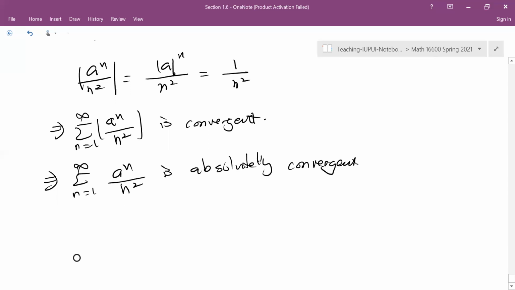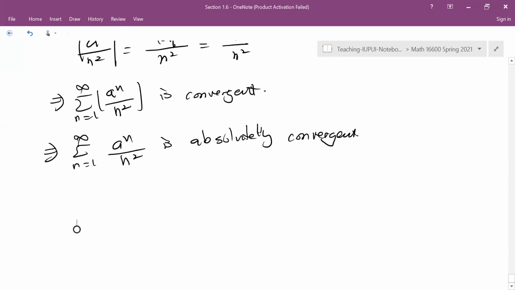Okay, there are some cases where it's better to use the root test or the ratio test. So it depends on the problem. When you see n factorial, it's better to use a ratio test because n factorial can be easily canceled out.